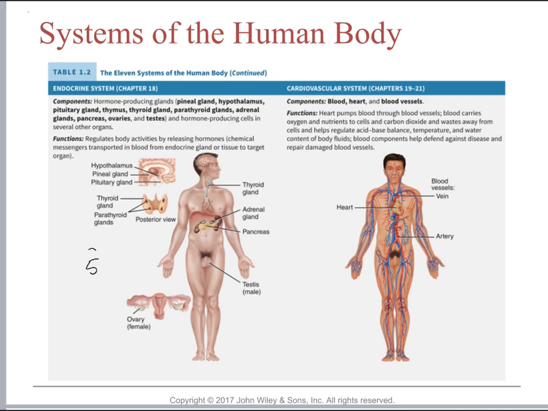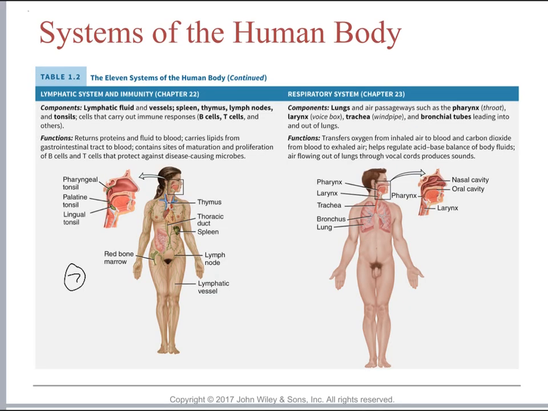Our fifth body system here is the endocrine system. This is everything hormones. So we're regulating body activities by releasing hormones in the blood, targeting other glands or tissues. The sixth system is the cardiovascular system. It is the heart and all associated blood vessels. This functions to carry oxygen, nutrients to cells, and carbon dioxide and waste away from cells. It helps regulate acid-base balances, temperatures, water content of body fluids, blood components like white blood cells to help fight against disease and repair damaged blood vessels.